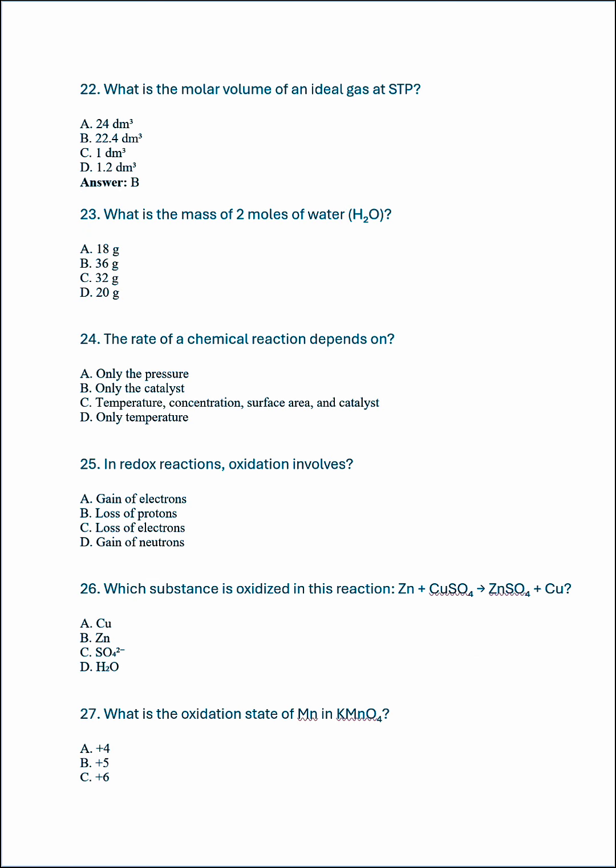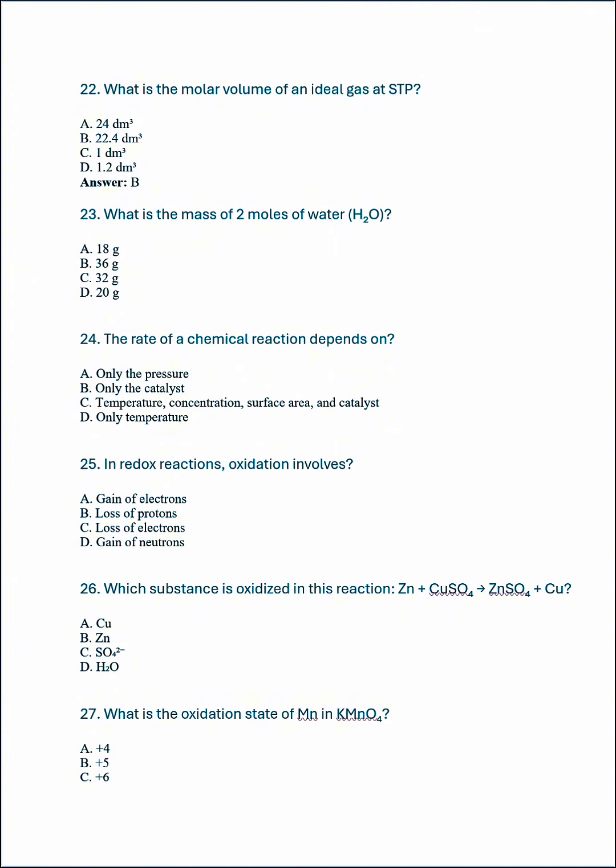22. What is the molar volume of an ideal gas at standard temperature and pressure, STP? A. 24 dm cube. B. So you can see the answer already there is 22.4 dm cube. 23. What is the mass of 2 moles of water? So the correct answer there is B, 36 grams.